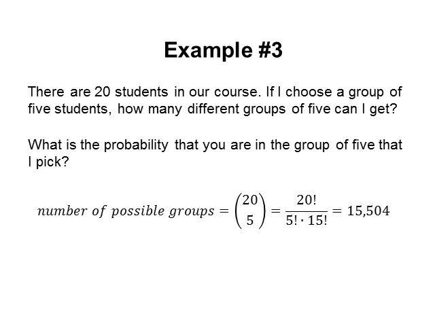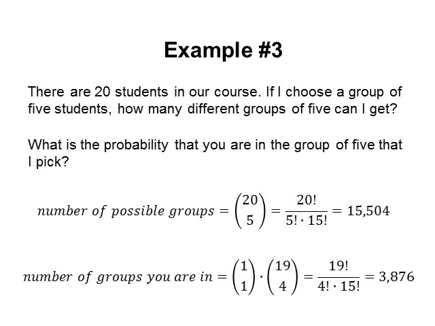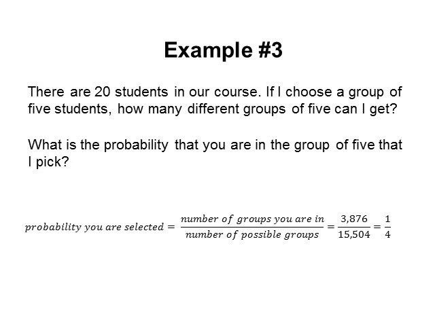Next, to compute the probability you are selected, we need to determine how many of these groups you belong to. To do this, we will use the multiplication principle. A group of size 5 to which you belong can be formed by first selecting you and then the 4 remaining members. There are 1 choose 1 ways to select you, and 19 choose 4 ways to select the remaining members. Multiplying these values gives 3,876. So there are this many groups to which you belong. Finally, we divide these numbers to find that there is a 1 in 4 chance that you will be selected for the group.